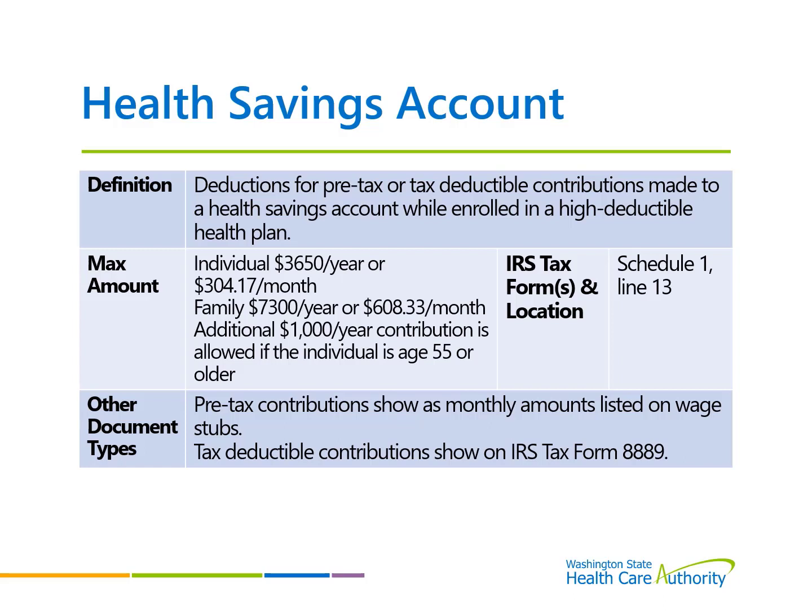Health savings account deduction. This is a deduction for pre-tax or tax-deductible contributions made to a health savings account while enrolled in a high-deductible health plan. The current maximum deduction amount for an individual is $3,650 per year, or for a family, $7,300 per year, and an additional $1,000 a year contribution is allowed if the individual is age 55 or older.